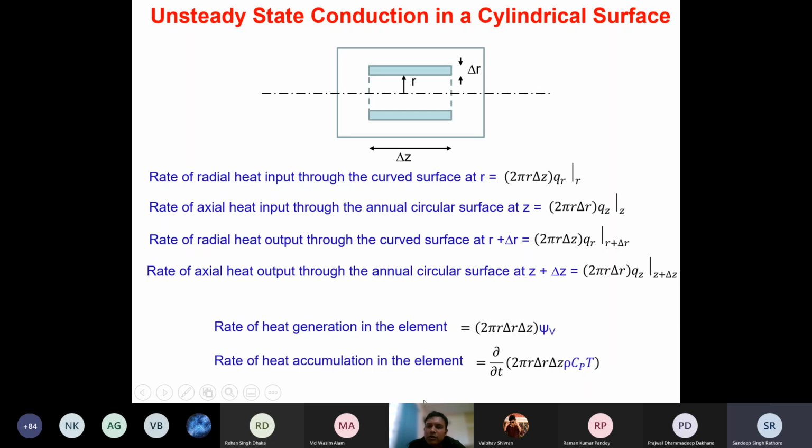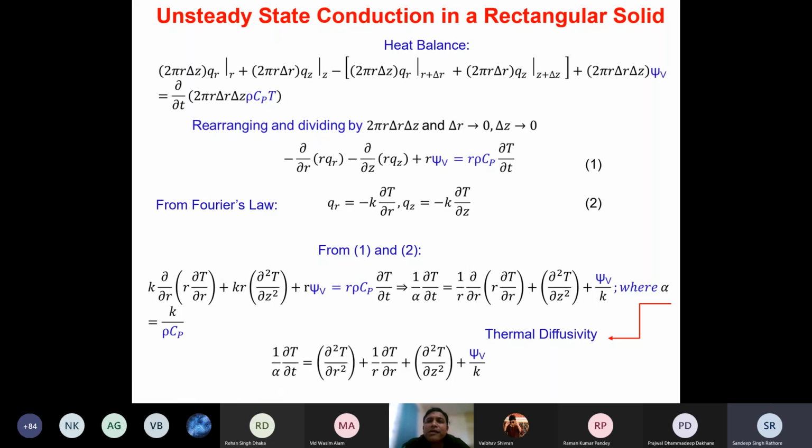Also, what will be the accumulation term? Accumulation term is dou by dou t of volume into rho cp T. This 2 pi r delta z gives the volume of this element, multiplied by rho cp T, which is the energy, and the rate of change of energy is nothing but the rate of heat accumulation in the element. So dou by dou t of 2 pi r delta z rho cp T gives the accumulation of energy in this cylindrical shell. Do you all agree with me? Is it clear to everyone? Yes, sir.